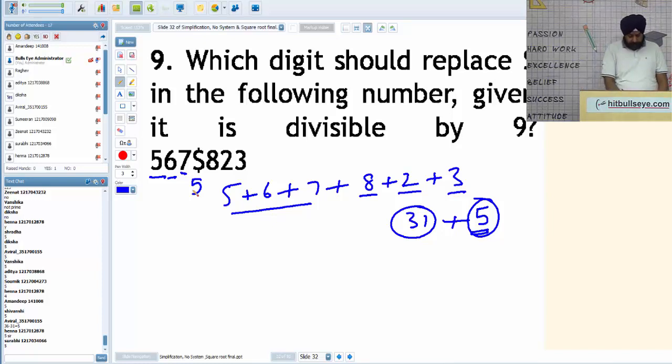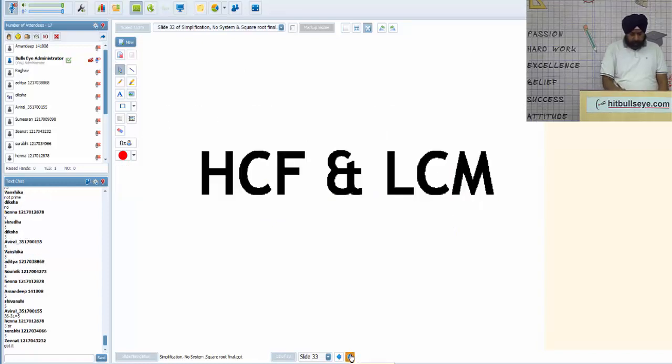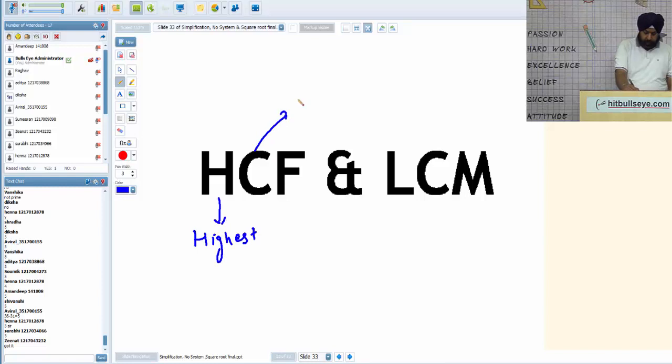Absolutely, okay, this is a very basic question you may encounter in your actual exam. So HCF and LCM. HCF. So we learn it quickly. We should understand the basic concept. H stands for highest, C stands for common, F stands for factor. So first we will understand what is HCF.